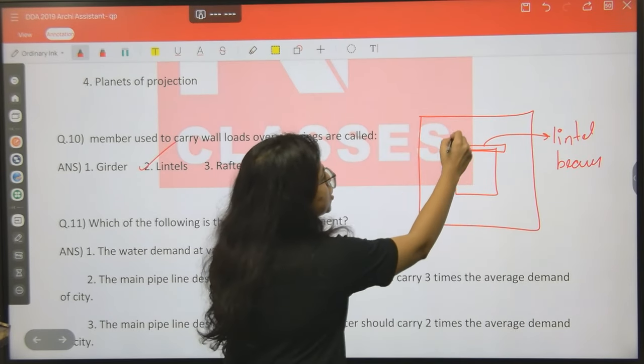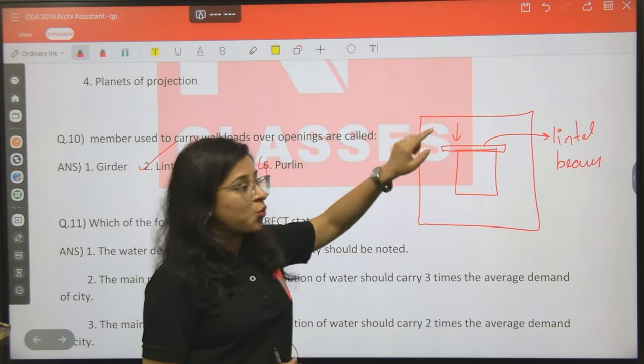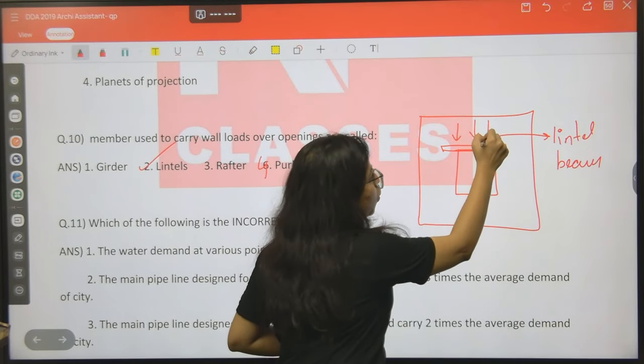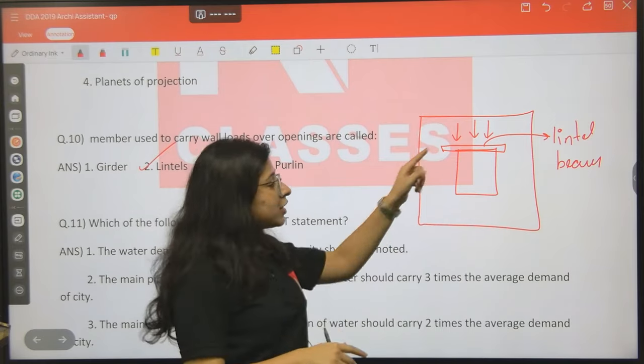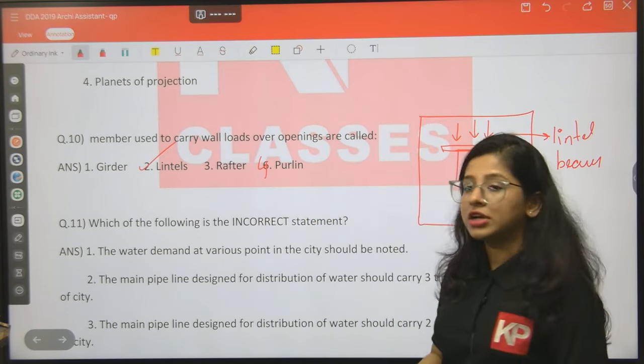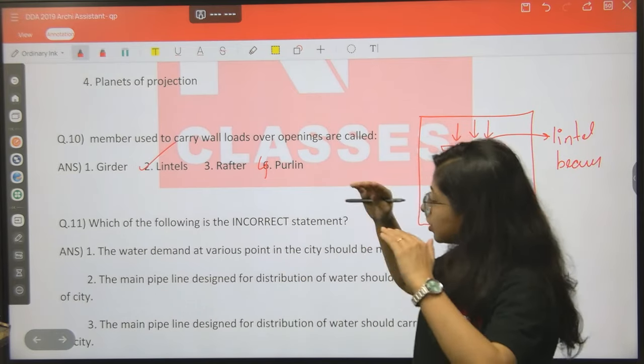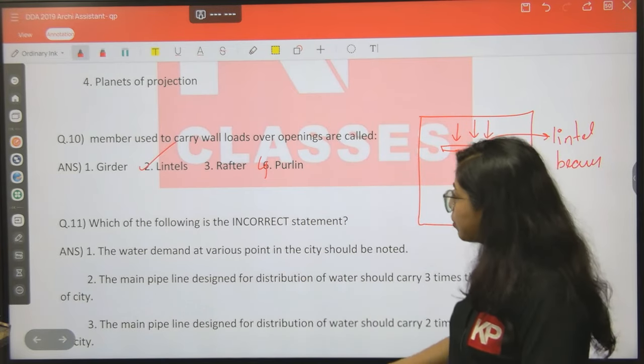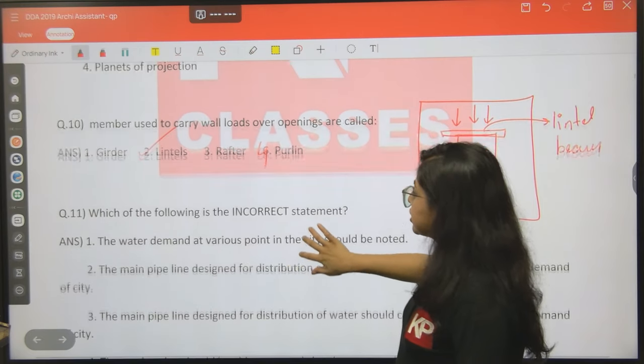So, what does a lintel beam do? Obviously there is a wall above it also, so whatever load is being projected, that is taken up by the lintel beam. Whenever you have openings, you have to give a lintel beam in order to support or carry the load which is coming from above it. Okay? So, the answer is lintel.